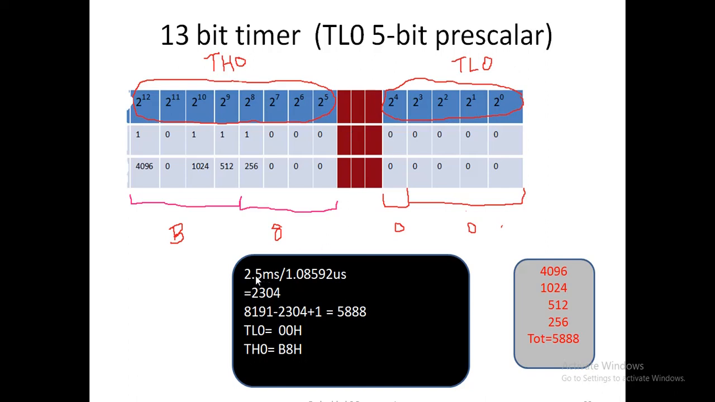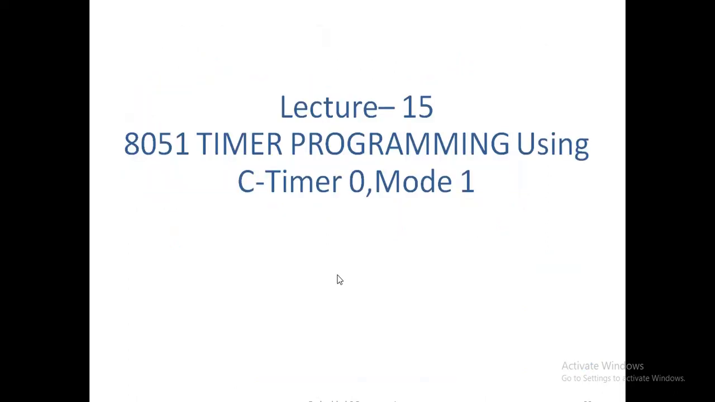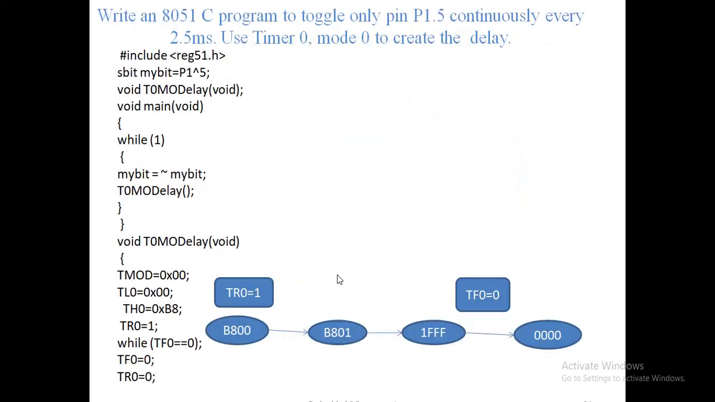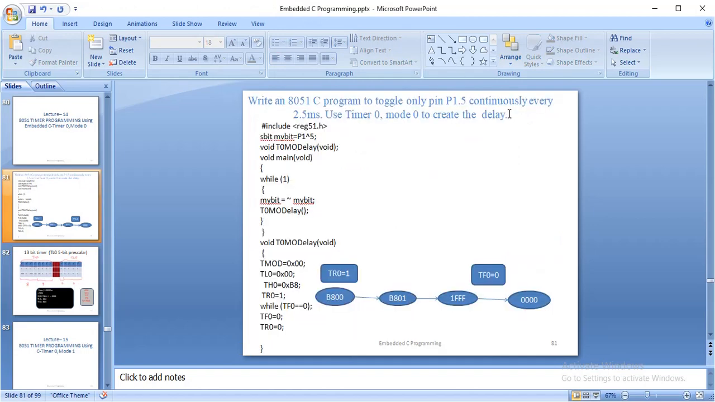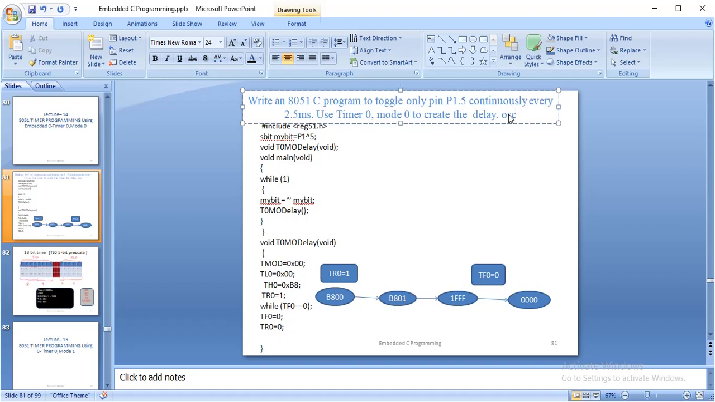Now I want to calculate the time delay. So 2.5 millisecond divided by 1.08592 microsecond, because the register is going to increment only every 1.08592 microsecond. That's why I divide the time delay by the oscillator frequency I am using here. Here the crystal oscillator frequency, I simply write OSC. It is 11.0592 megahertz.